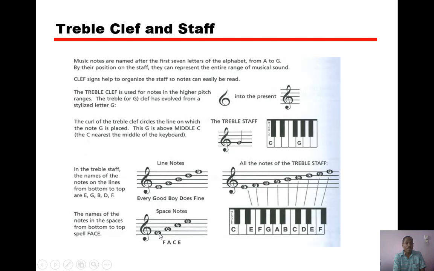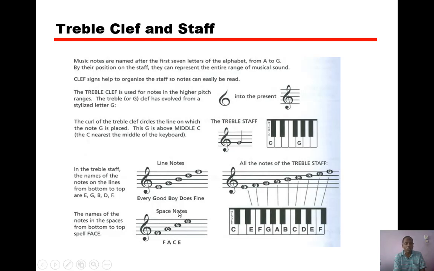So F is the first space on the treble staff from the bottom. A is the next, C is the next, and E is the last. So this gives us the acronym FACE. Anytime you want to remember the names of the spaces on the treble staff, just remember there is something called FACE, and that will help you to remember the names.